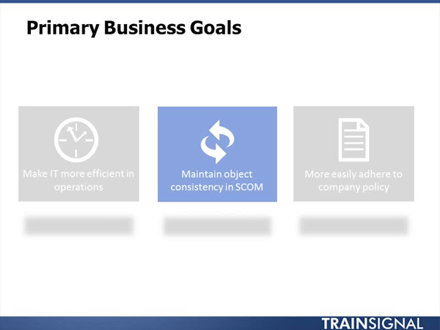You're also able to maintain object consistency in Operations Manager. In other words, you're managing similar objects in similar ways because you're managing them as a group. And because there are fewer objects to manage, it's just easier to adhere to company policy with regard to those objects. It's less likely that you'll find a reason to create an exception out of one of the objects in your environment.